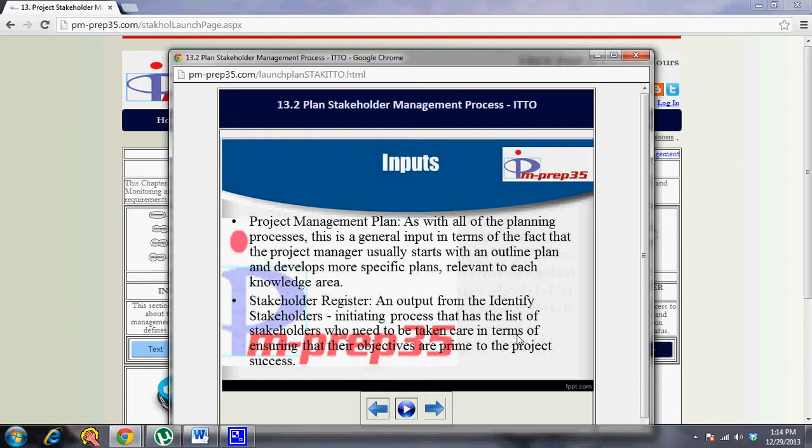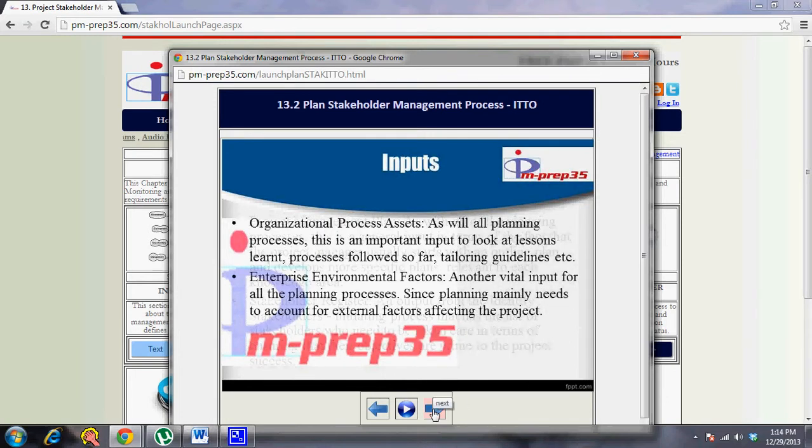The stakeholder register, an output from the identify stakeholders initiating process, has the list of stakeholders who need to be taken care of, ensuring that their objectives are prime to the project's success. So you might document all the stakeholders, but then you might want to identify the important stakeholders. Mainly this comes into the picture when the project is a result of a procurement from an external organization.